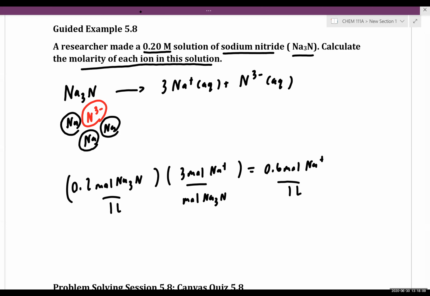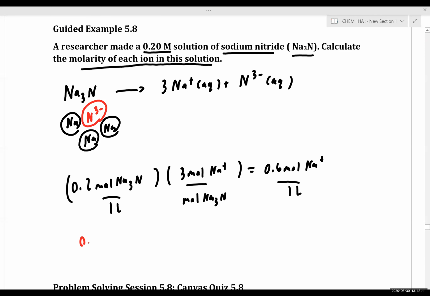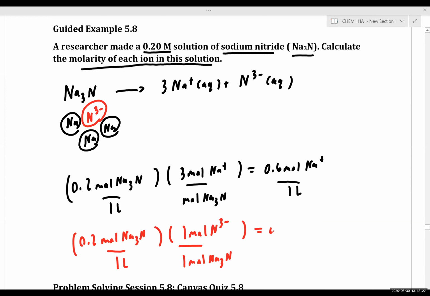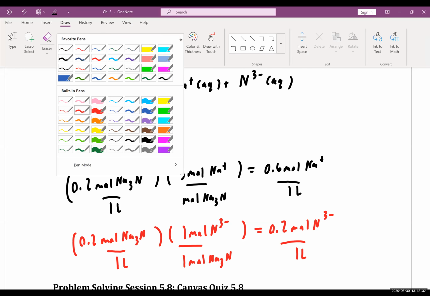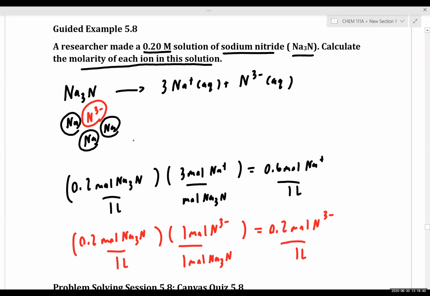We also know, looking at nitride, if we have 0.2 moles of sodium nitride per every 1 liter, we know that we have 1 mole of nitride per every 1 mole of sodium nitride, which in turn gives us 0.2 moles of nitride per every 1 liter. So we've calculated the molarity of each ion in the solution. Any questions on this example?